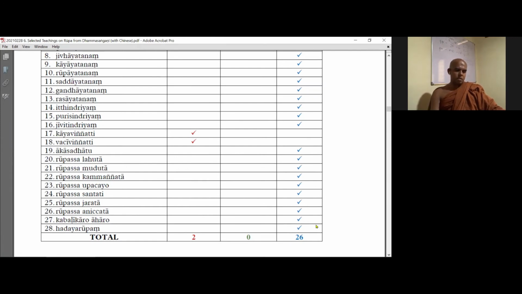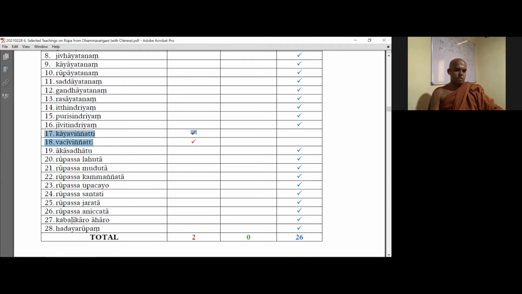If someone wants any bodily action or verbal action, then bodily and verbal action is called the two vinyati. The other rupa we call na vinyati rupa.